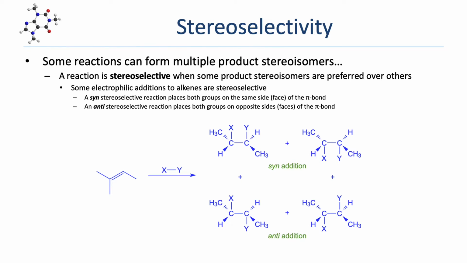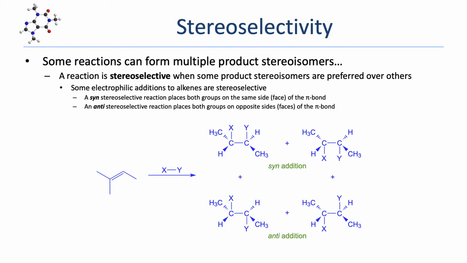In this reaction, two new chiral centers were formed. And that means there could be as many as four possible stereoisomers formed from the reaction. A reaction that prefers to form some stereoisomers over others is considered stereoselective. And as you'll see, some electrophilic addition reactions are stereoselective. The stereoselectivity in electrophilic addition reactions is expressed in terms of the relative spatial placements of the two groups that were added.